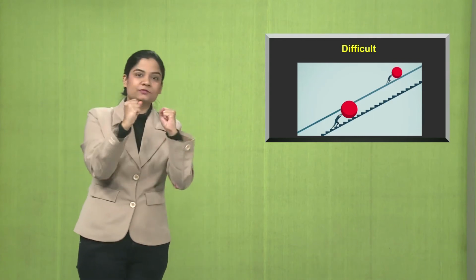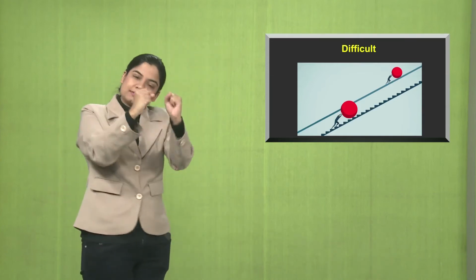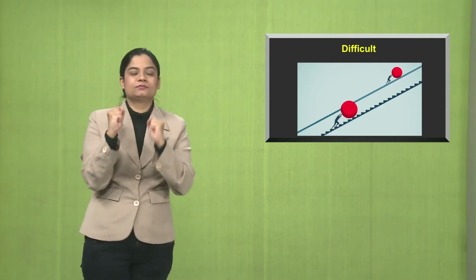Difficult. Difficult is something that's hard. As you can see from the picture, a person is having a lot of difficulty in carrying that big ball.